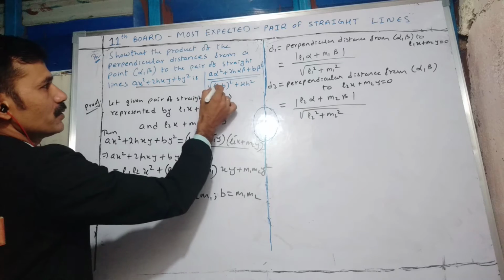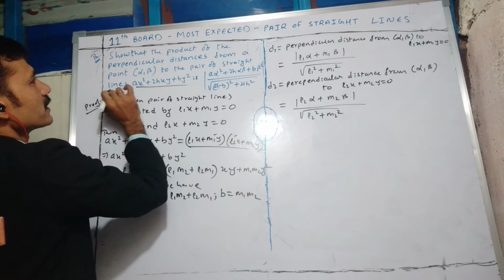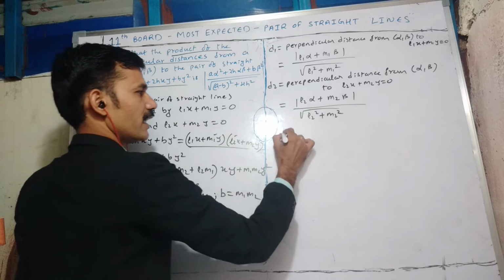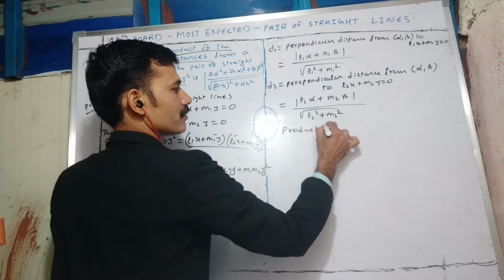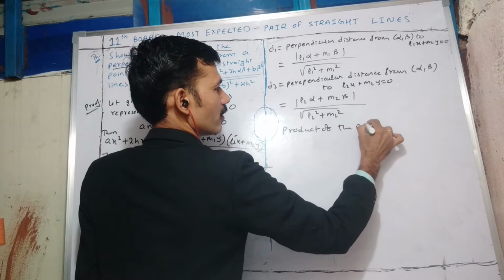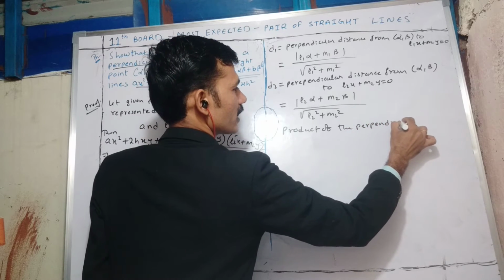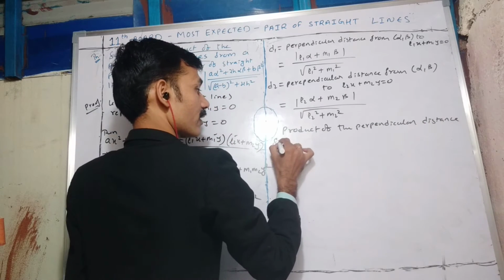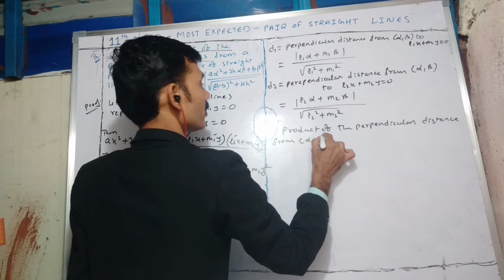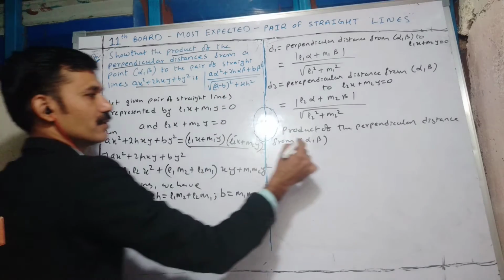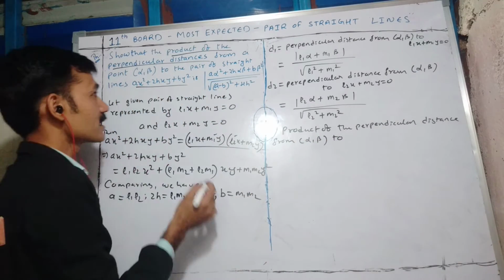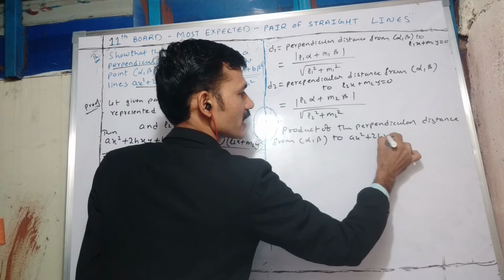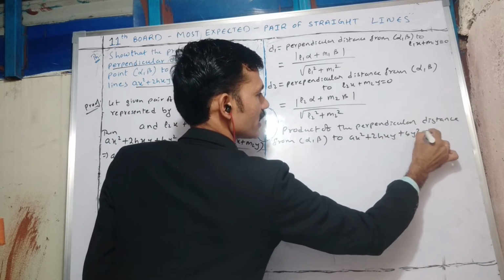Now what we have to prove? This is nothing but the product, see. Product of the perpendicular distances. We have to find product of the perpendicular distances from alpha comma beta to the given pair of lines. What is the given pair of lines? Ax square plus 2hxy plus by square is.